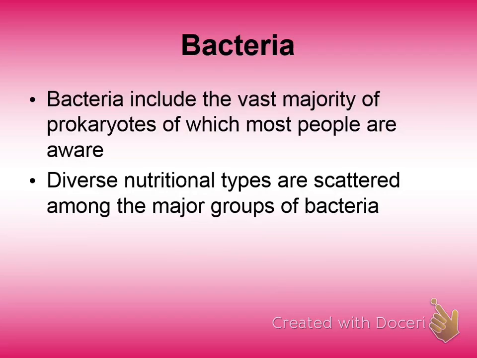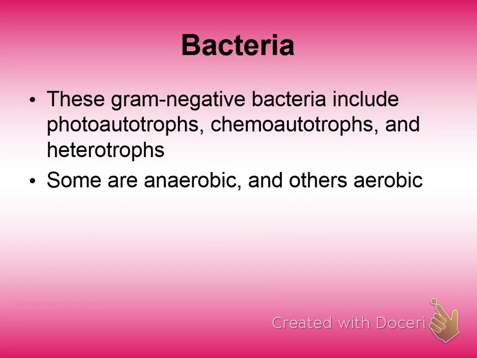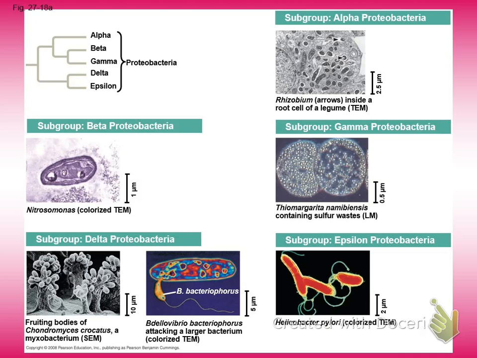So bacteria include a lot of different kinds of prokaryotes. Now, some of them are good, some of them are bad. Not all bacteria, not all prokaryotes are bad. We have several different ones. We have the gram-negative ones. These are photoautotrophs, chemoautotrophs, and heterotrophs. Some are anaerobic, some are aerobic. We have different ones, have different substances or different processes that they do. And they all look different too.